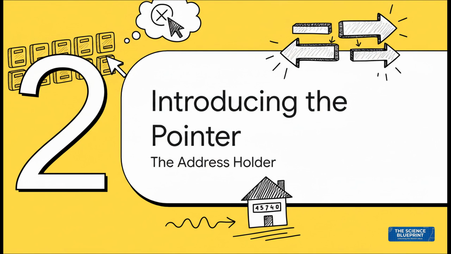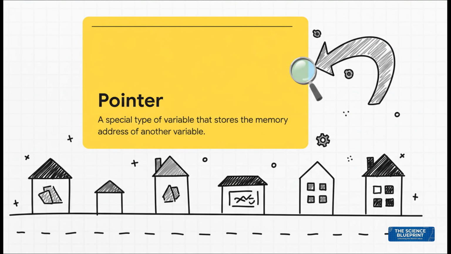Okay, so we've got our Memory Street all mapped out. Now, it's time to meet the star of the show, the pointer itself. Now, this is the most important difference, so really lock this in. A normal variable holds a value, right? Like the number 10 or the text hello. A pointer is different. Its entire job, its whole reason for existing, is to hold an address. It doesn't care about the value inside the house. It only cares about where that house is on the street.